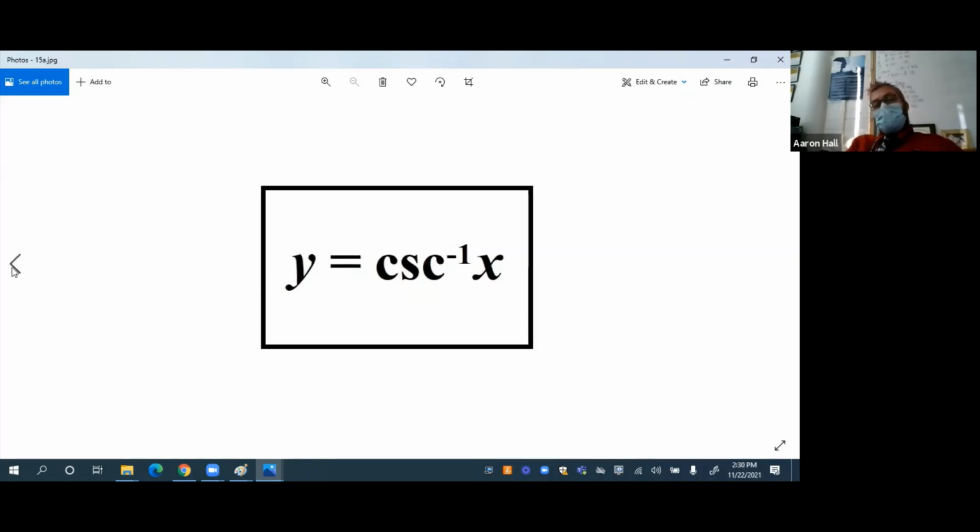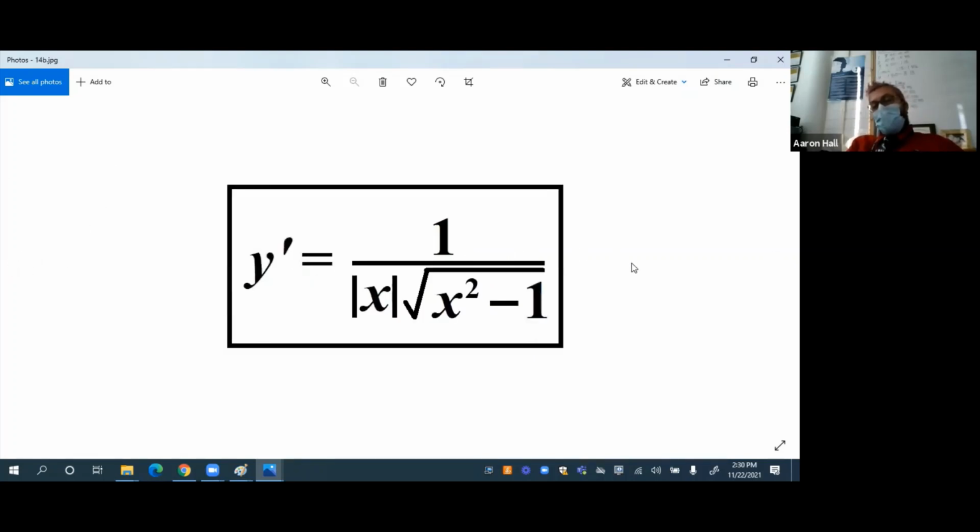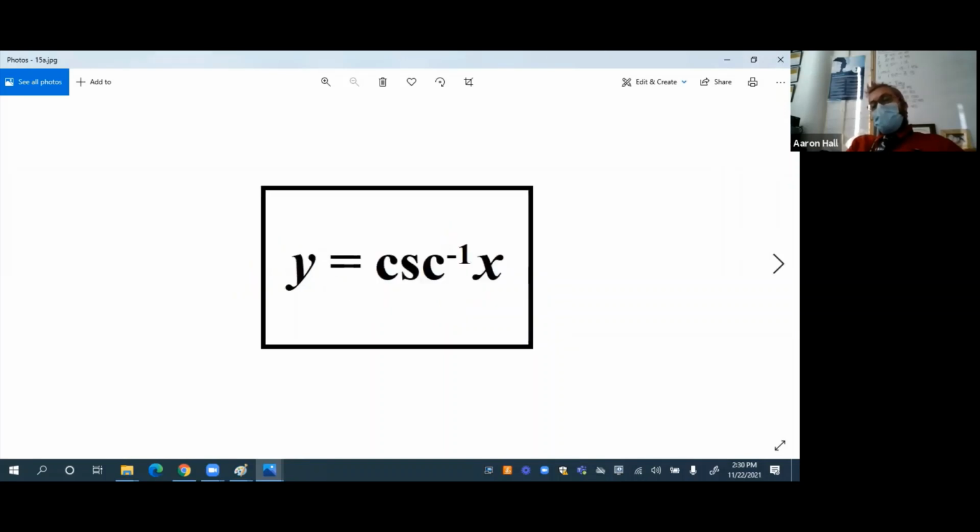What did we finish that? I don't know if we finished that. One more time. Nice. What is the derivative of the inverse of cosecant of x?